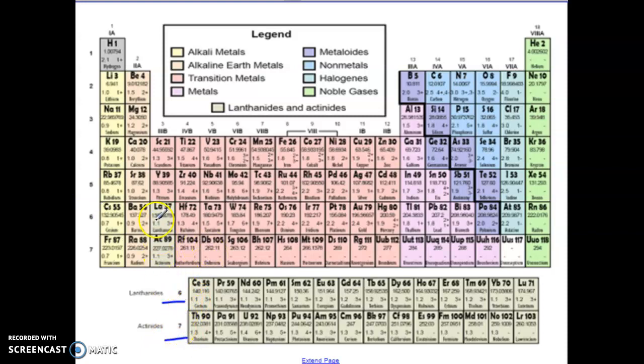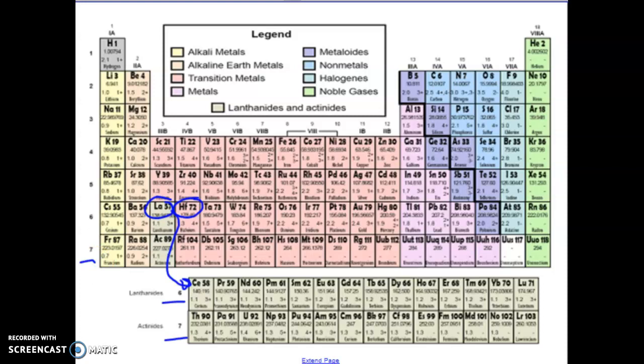Even though these may look like they are different periods, they actually are a part of periods 6 and 7. You'll notice here, it jumps from 57 to 72. Those elements that are missing are actually right here. So just keep that in mind, right? There are only 7 periods on the periodic table.